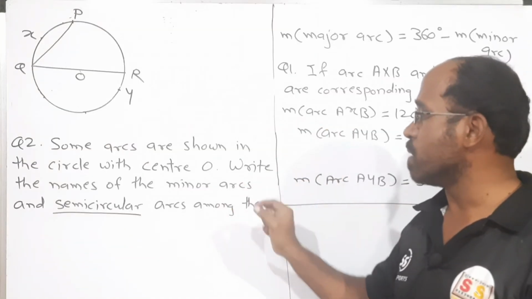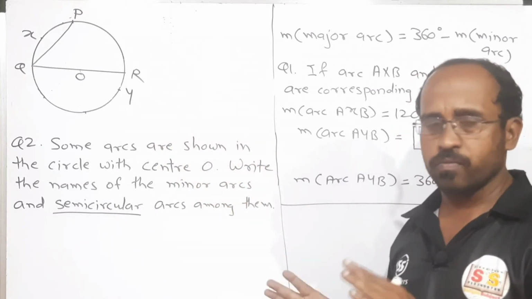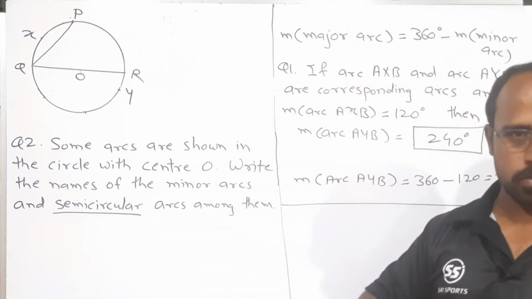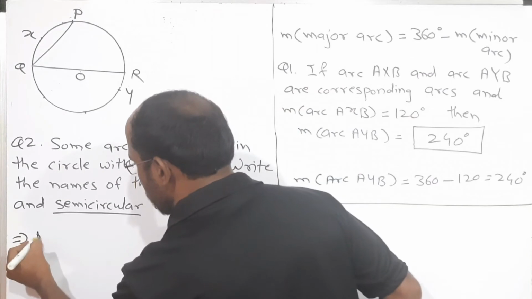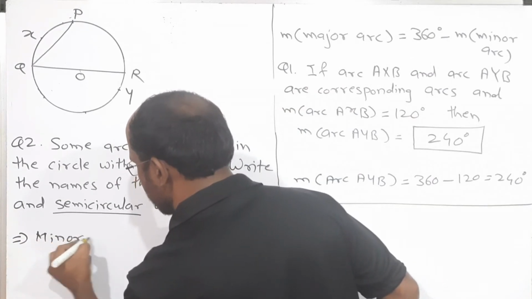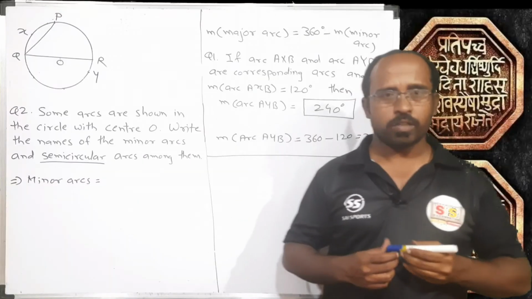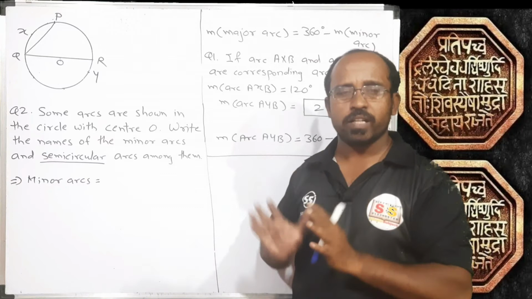Write the names of the minor arcs, and semicircular arcs. Among these, whichever are minor arcs, we have to write their names. Okay students, so let's directly write the answer. Let's first write minor arcs. Students, I hope you know what is meant by minor arcs: arcs whose measurement is less than 180 degrees.